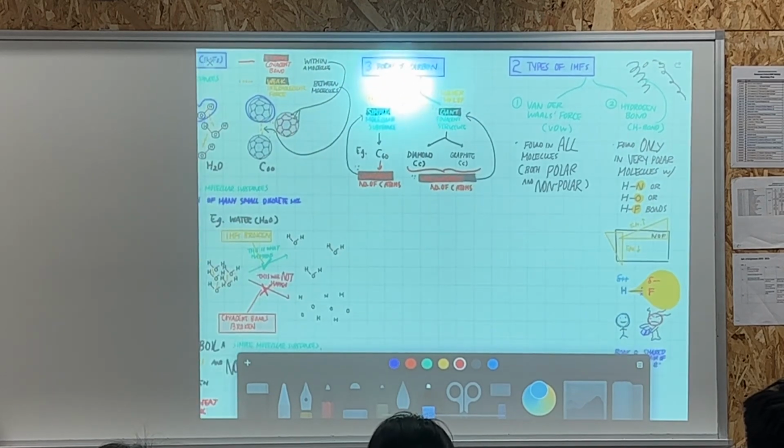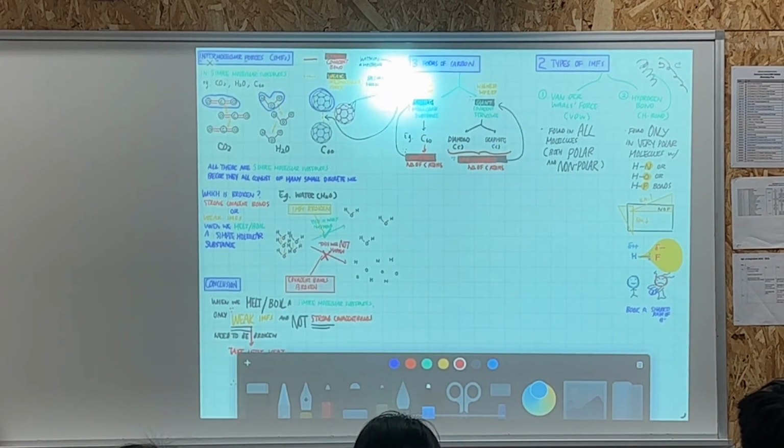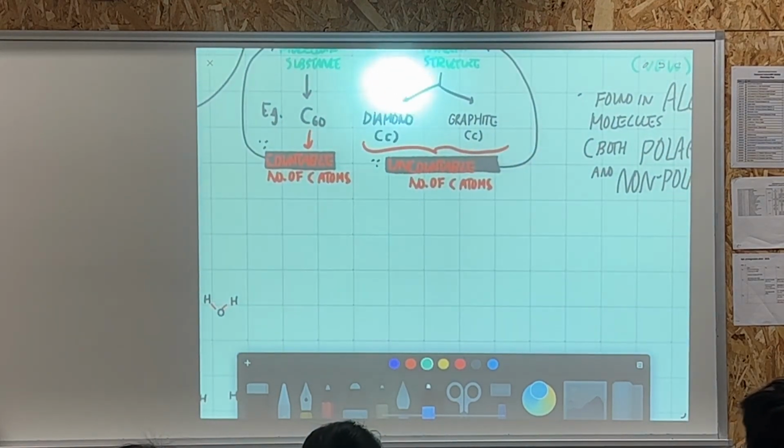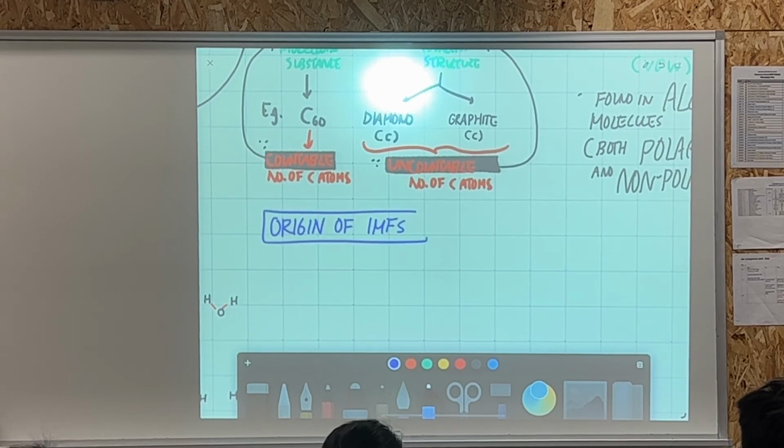But any question about the two types of intermolecular forces? No? We will look at the origin of these two forces now, starting with van der Waals force. We'll put that in the middle. So the origin of intermolecular forces. Number one, we have van der Waals force.